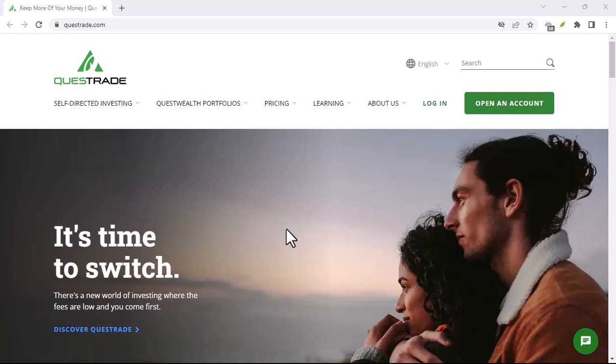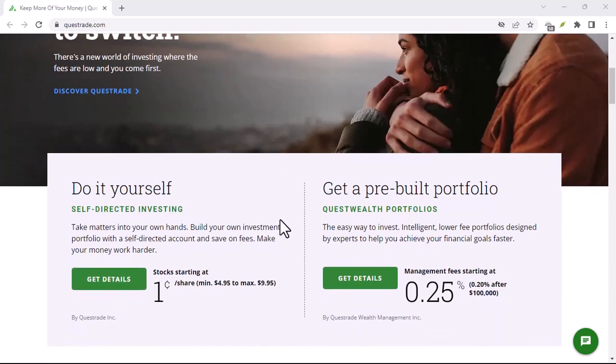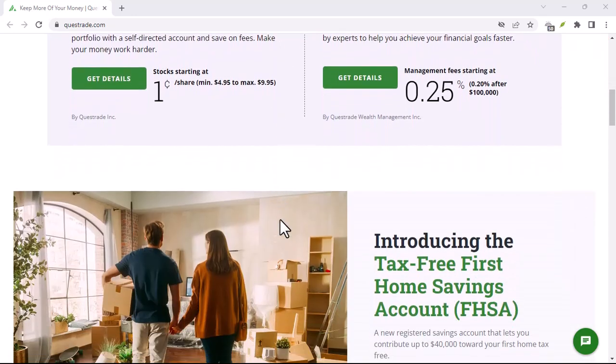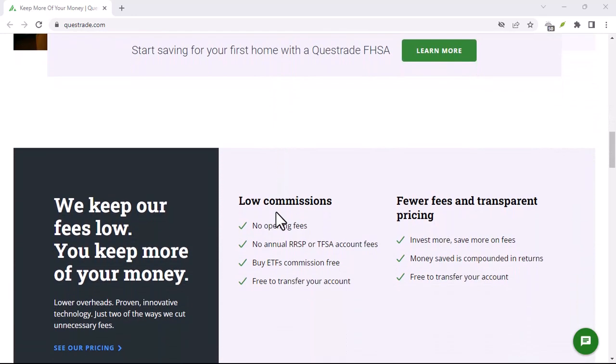Have you ever wondered how your adjusted cost basis, ACB, is calculated? If so, you're not alone. Many investors struggle to understand this important metric, especially those who use Questrade.